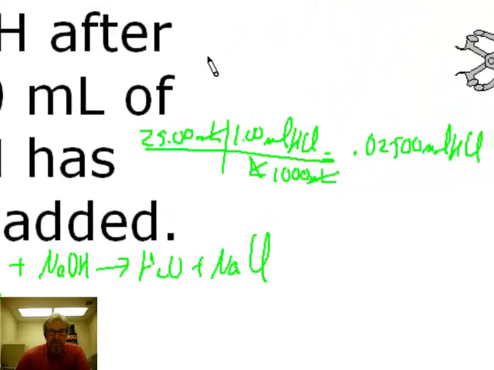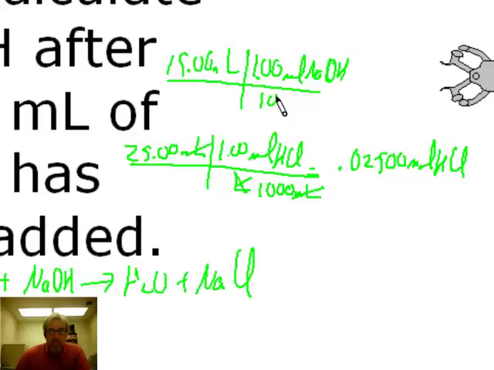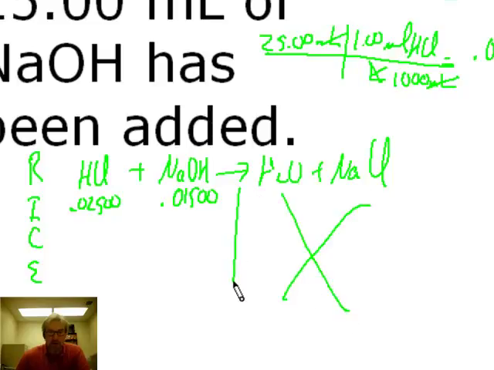Next I want to find out how much NaOH has now been added to the flask. Well, I know I've added 15 milliliters, and I know that it's 1.00 moles of NaOH per 1,000 milliliters, and so this would work out to 0.01500 moles of NaOH. So I'm going to put that in for my initial NaOH value, 0.01500. And H2O and NaCl, I just really don't care what's happening with them at this point. I'm mostly interested in how much HCl is left.